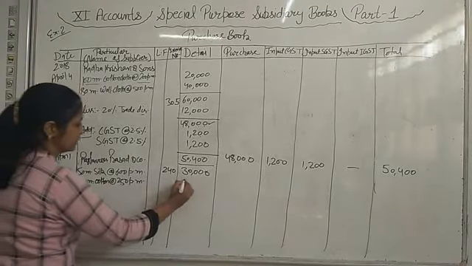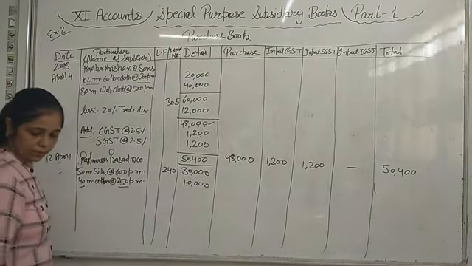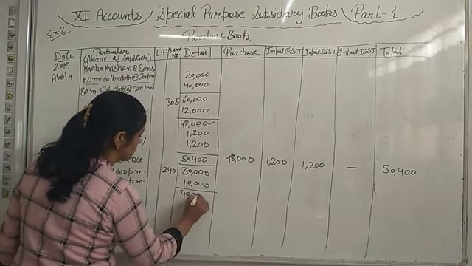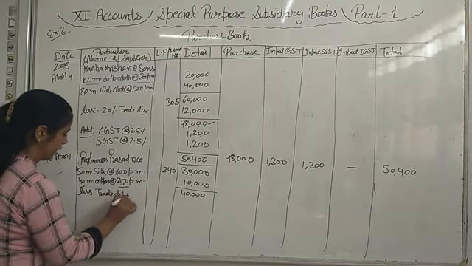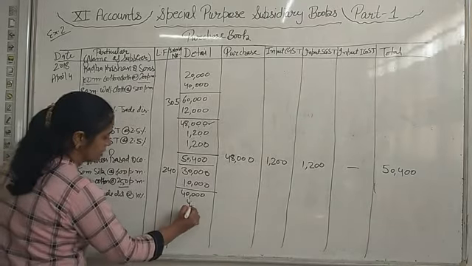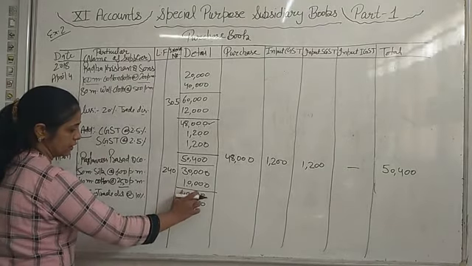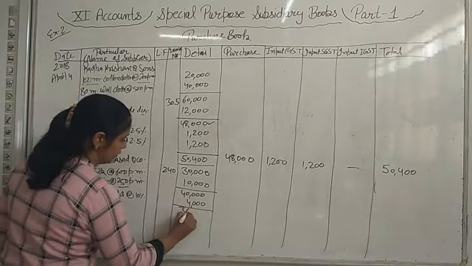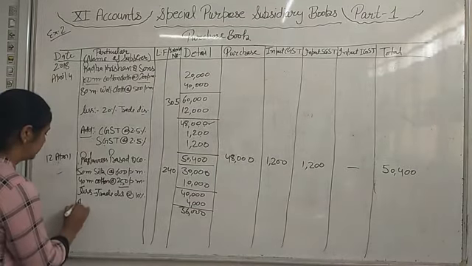Then the total is 250 multiplied by 40, 10,000. And we have received 10% trade discount. Total is 40,000. We will deduct trade discount at the rate of 10% on 40,000. It's 4,000. To find 10%, cut one zero. Then we deduct trade discount and get 36,000.